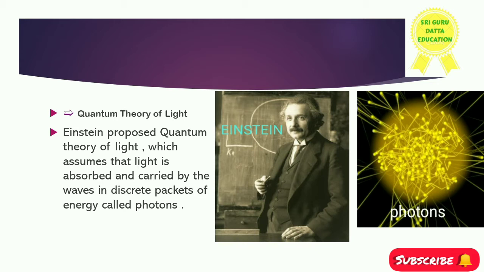Which assumes that light is absorbed and carried by waves in discrete packets of energy called photons. That means the wave is carried by discrete packets, and these discrete packets are named photons because light is emitted in these discrete packets, so that they carry the energy. These discrete packets of energy are called photons.